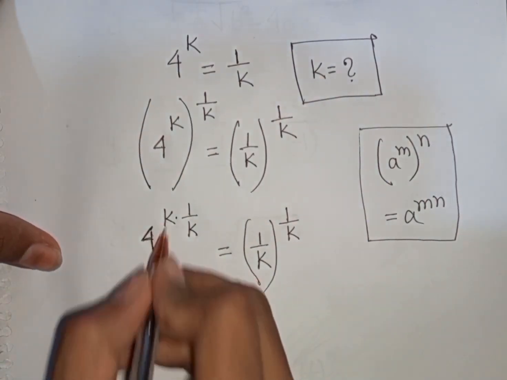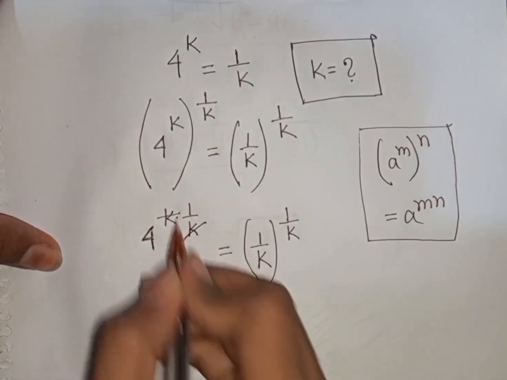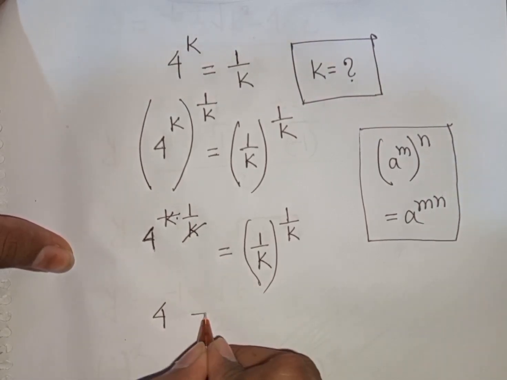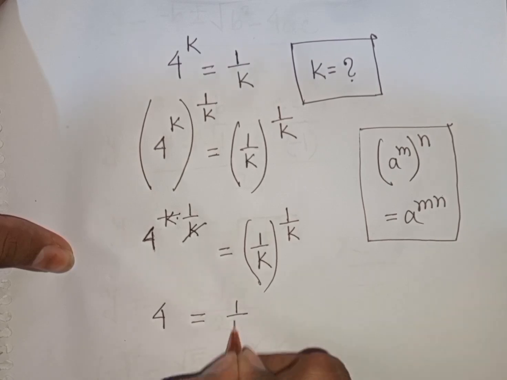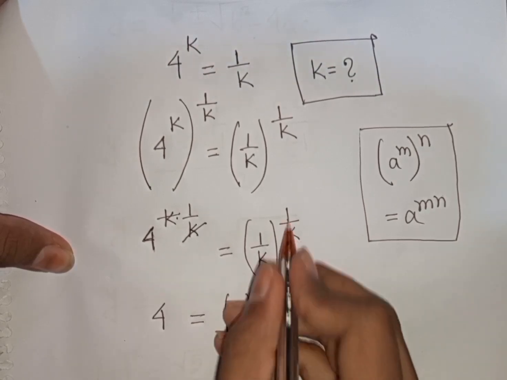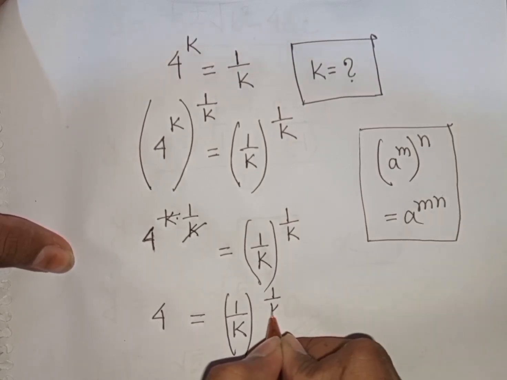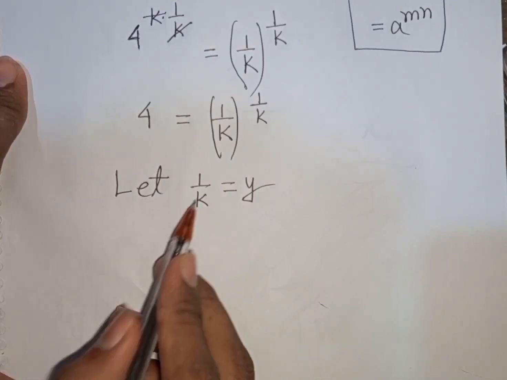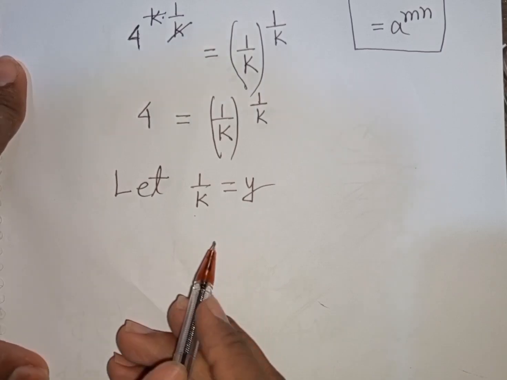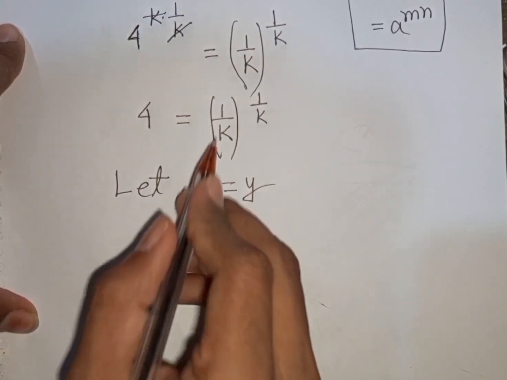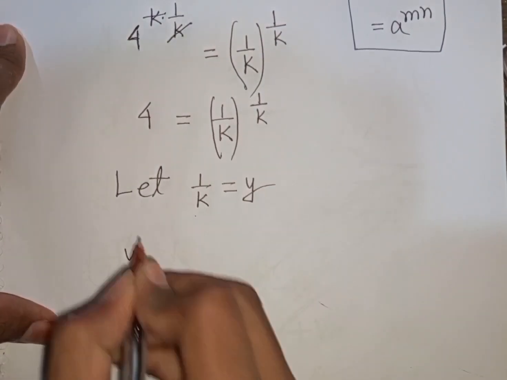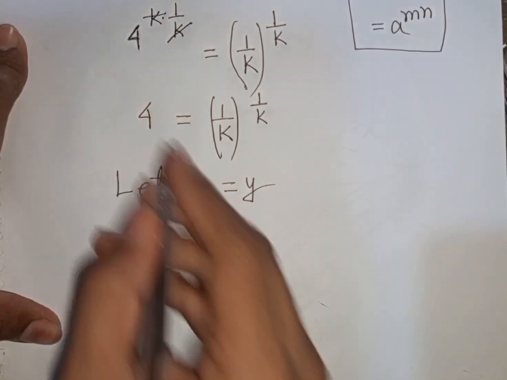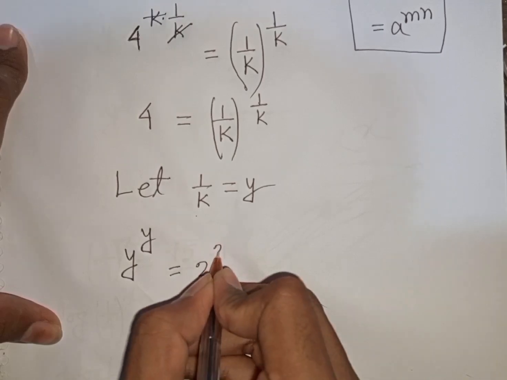Now we see this k will be cancelled. So we have 4 power 1, which is same as 4, is equal to 1 by k bracket power of 1 by k. Now let 1 by k be substituted by y. So our equation will be y power y is equal to 4, which is same as 2 power 2.